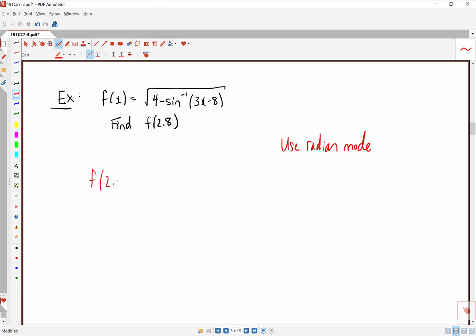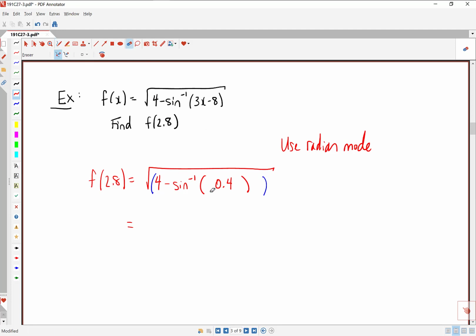Okay, so then we can say f of 2.8 is equal to square root of 4 minus arcsine of, well, let's just figure out what 3 times 2.8 minus 8 is. That would be 0.4. Okay, and then as long as our calculator is in radian mode, we can type into our calculator square root of all this stuff. For the sake of the calculator, you would want brackets around everything under the square root, just to make sure that the square root applies to everything there. And then we can type this in just as is.